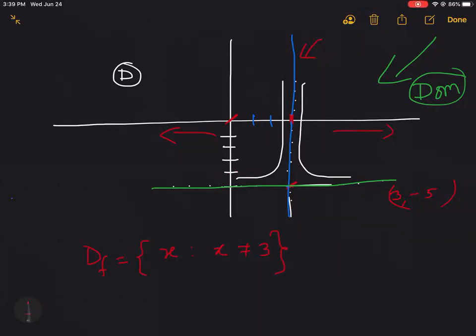Anyway, so using the interval sign, yeah, of course, your answer is right. It will be from negative infinity to 3 and from 3 to infinity.